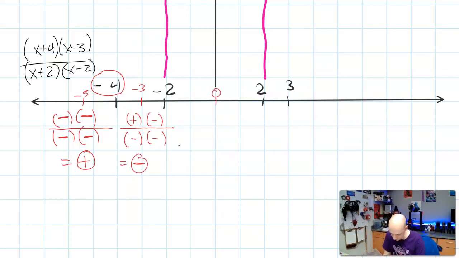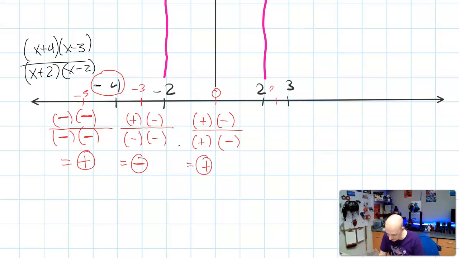Now let's check 0. So now I've flipped over the negative 2, so I bet that this x plus 2 factor is going to turn positive, but let's check. 0 plus 4 is positive, 0 minus 3 is negative, 0 plus 2 is positive. Yep, that thing I expected to flip did actually flip. 0 minus 2 is negative. 2 positive, 2 negatives, that's a net positive.